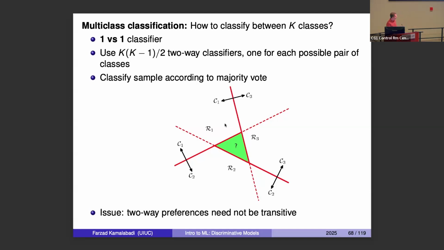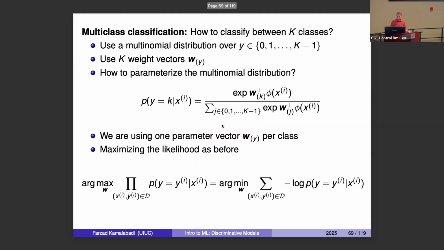Okay, so that is basically the number of two-way classifiers, one for each possible pair of classes. And it classifies a sample according to a majority vote. Of course, the issue is that two-way preferences may not be transitive. Okay, so how do we solve the problem given that there are these two limitations?